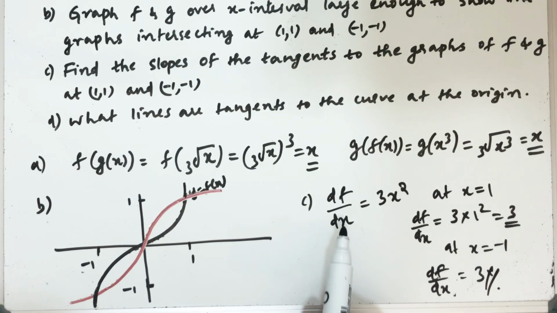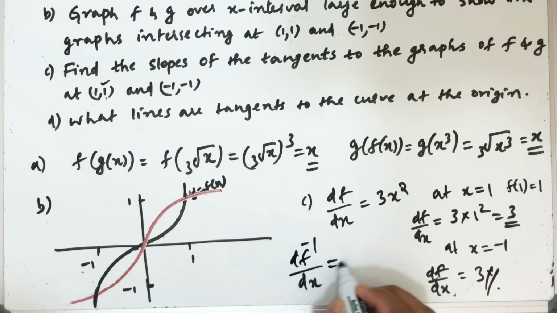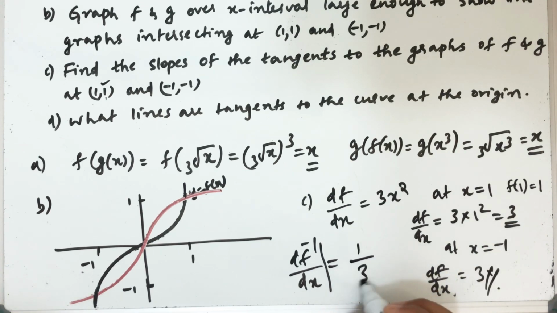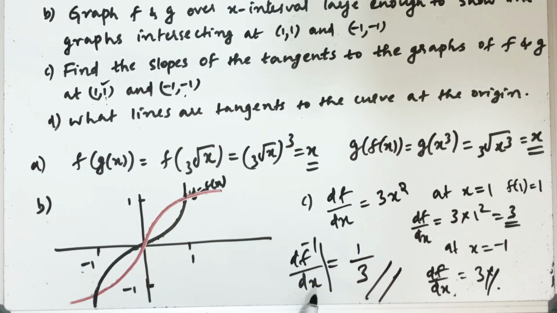We know the slopes of tangents of f and f inverse are reciprocals of one another. So we can say df inverse by dx is equal to 1 by df by dx, at x equal to 1 and minus 1 respectively. So 1 by 3 at 2 points, at 1 and at minus 1.